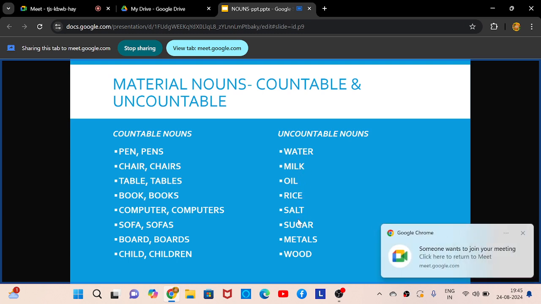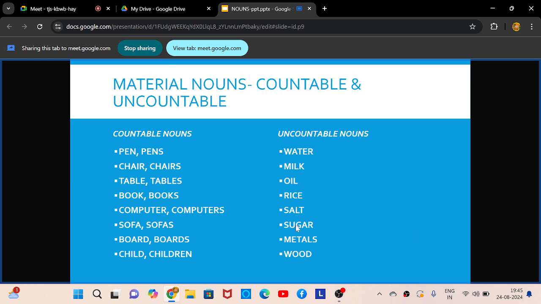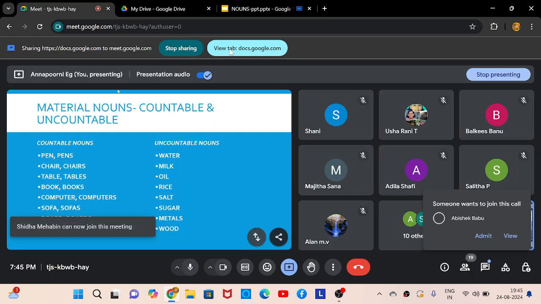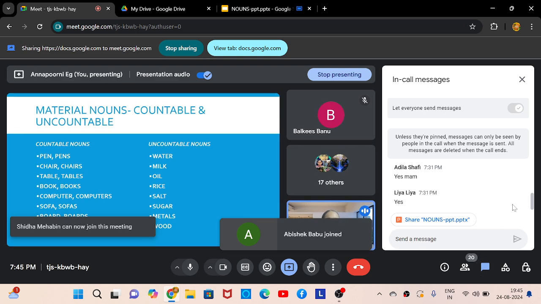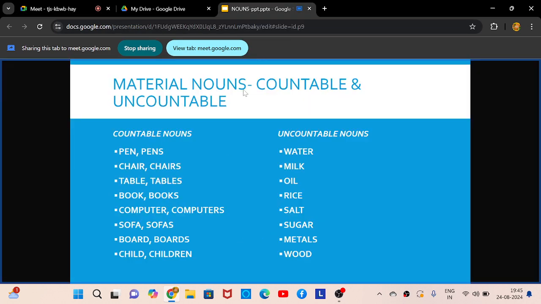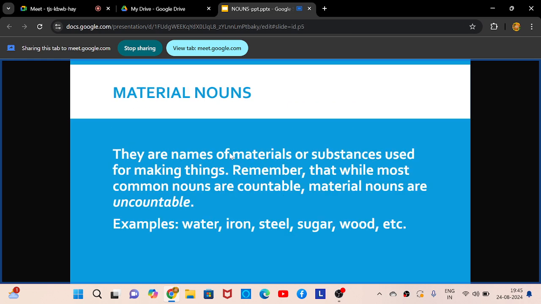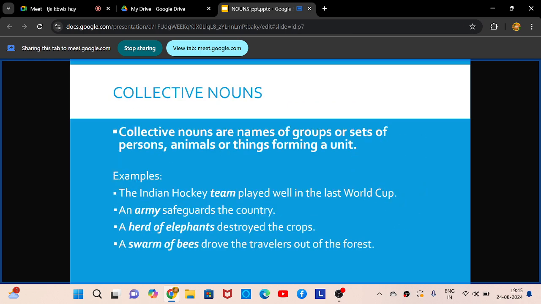I think most of the things that I have listed here belong to the kitchen, right? Water, milk, oil, rice, salt, sugar, mustard, pepper, all these are uncountable nouns. Similarly metals, wood, all these are uncountable nouns. So this is all about uncountable nouns and countable nouns. Now moving to collective nouns.